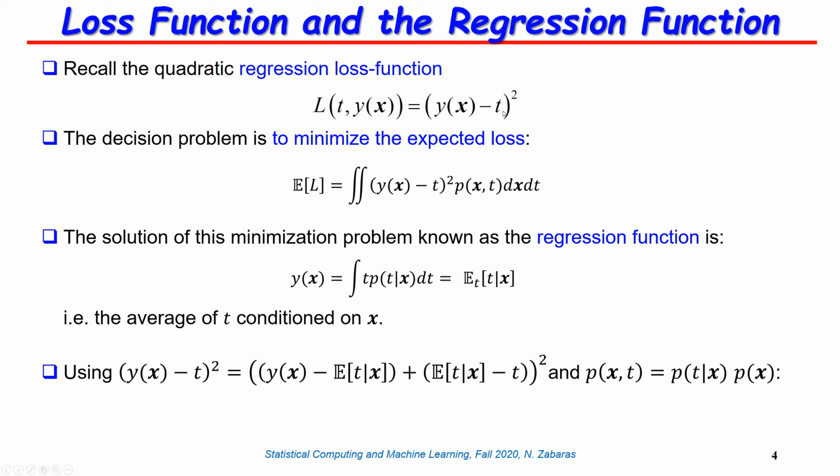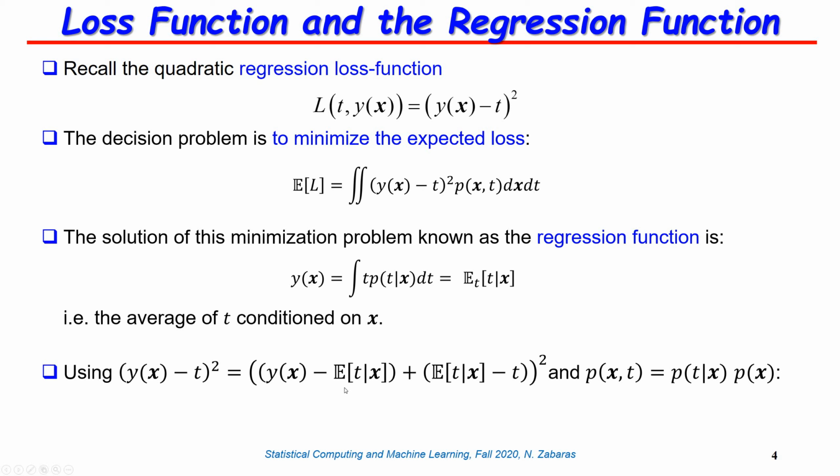I'm going to take this y minus t square, and I'm going to add and subtract the optimal regression function, which is this expected value of t given x. So I subtracted it and added it, so nothing major. And I'm going to use that the joint probability of x and t is the conditional times the probability of x, and again nothing major.